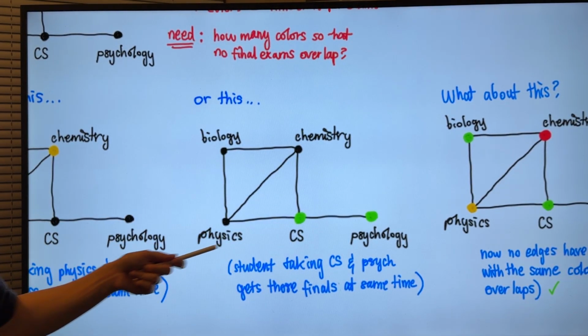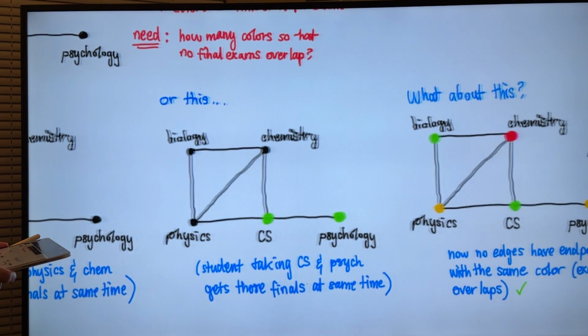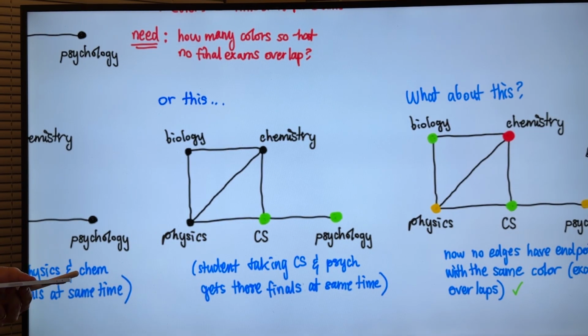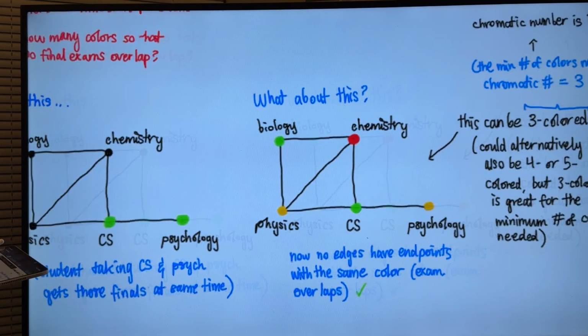We don't want that. Similarly, you can't do this, and you also cannot do this. The student taking CS and psychology will also get their finals at the same time. That sucks. We can't do that. That's harsh. I mean, unless you have a time turner from Harry Potter, maybe, but we're assuming nobody has time turners right now. So we cannot do that.